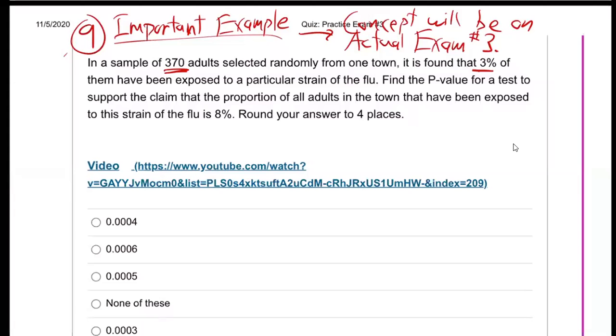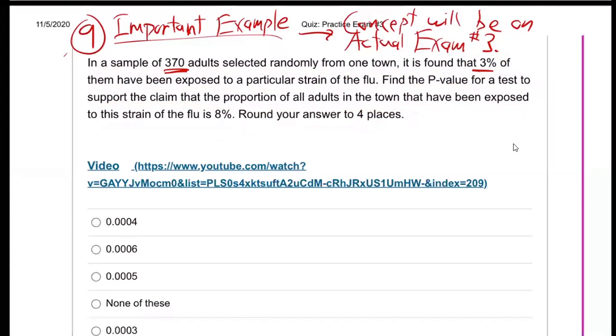Okay, so here comes the question. In a sample of 370 adults selected randomly from one town, it is found that 3% of them have been exposed to a particular strain of the flu. You could put in COVID for our current days. Find the p-value for a test to support the claim that the proportion of all students in the town that have been exposed to the strain of the flu is 8%. Round your answer to 4 places.